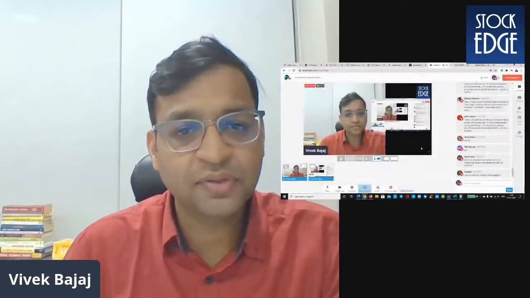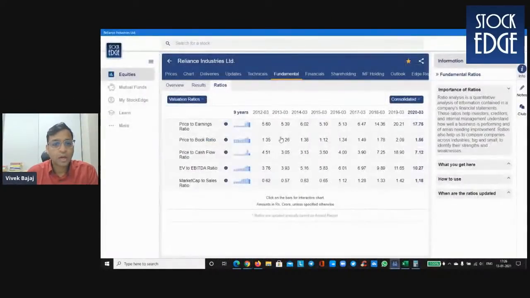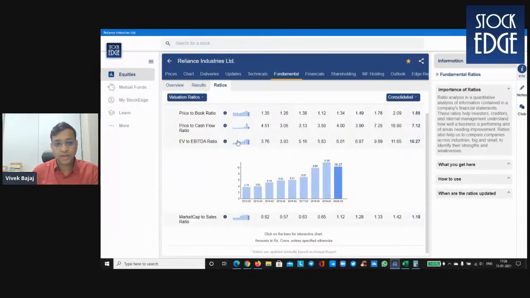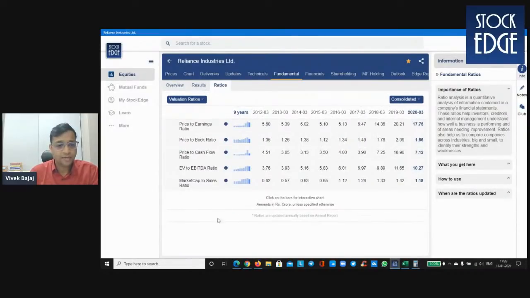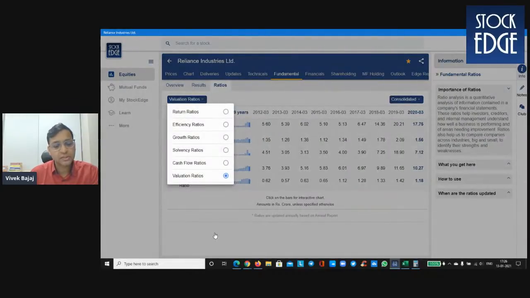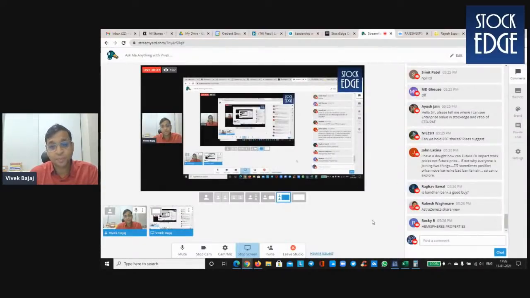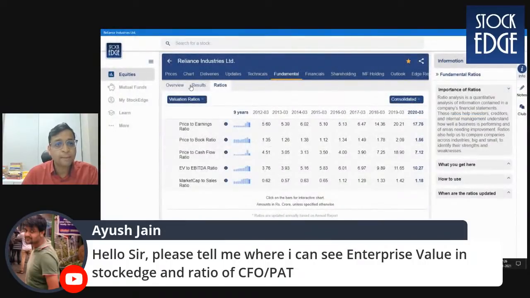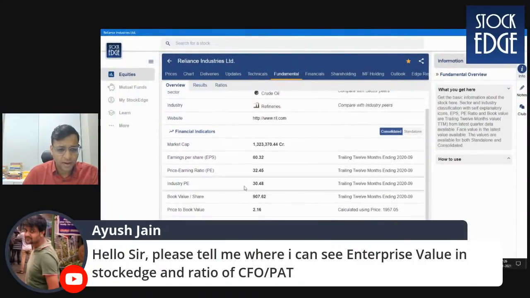Okay, so this is the screen which I'm sharing with you. If you see in the ratios, you go to valuation and you have something called EV to EBITDA ratio. I don't know whether this is something which will help you, but you can have a look at this. Otherwise, the pure EV ratio which you are talking about, I don't think we have. Maybe I can take this as feedback and try to incorporate EV right here.